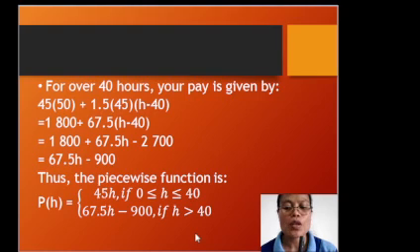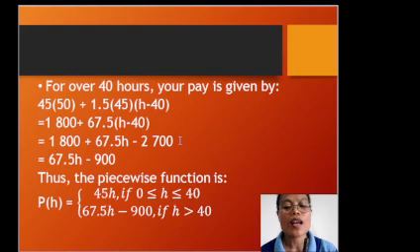So if you're working 30 hours only, the formula in computing your salary is 45 times h, meaning 45 times the number of hours you work. But if you're working 50 hours, the second formula is being used in computing your salary. We have 67.5 times h minus 900. So this is a real life situation in which we can apply the piecewise function.